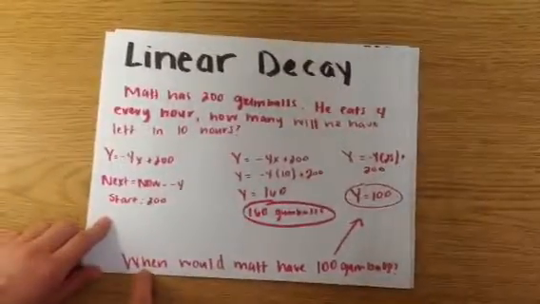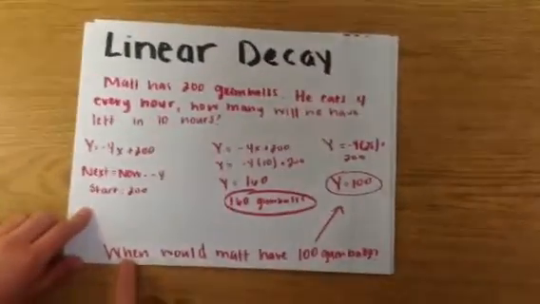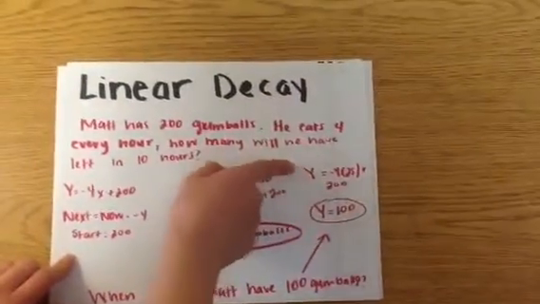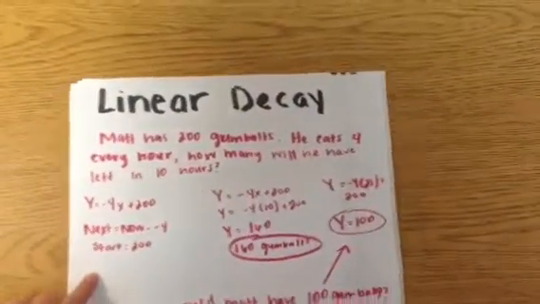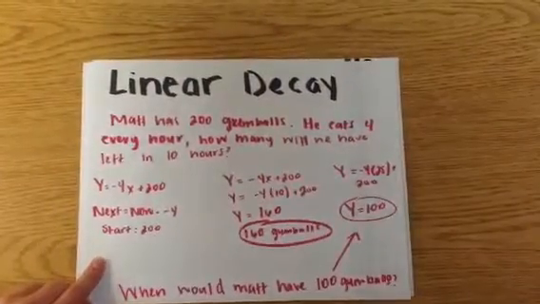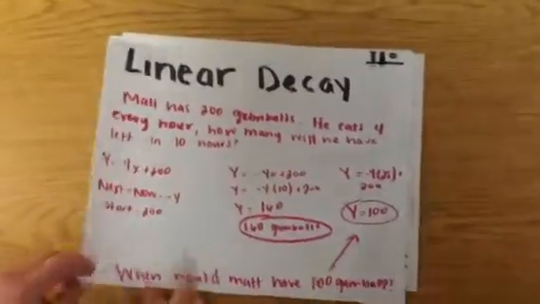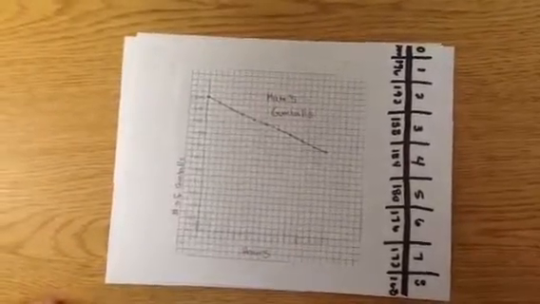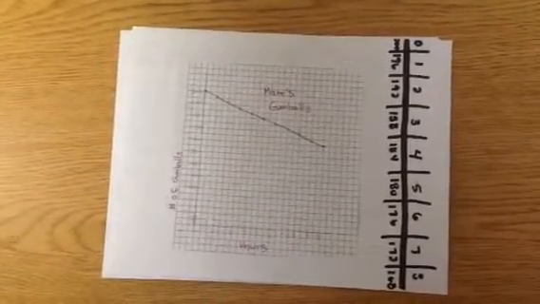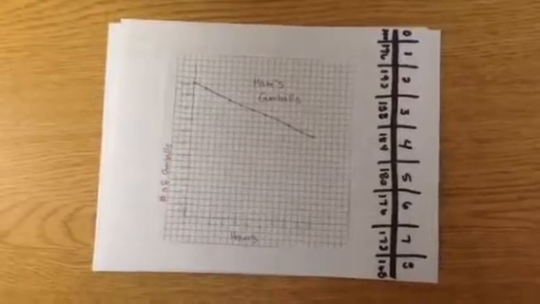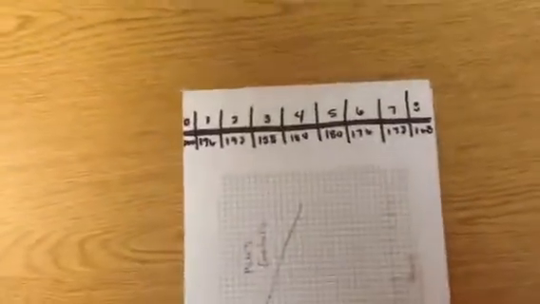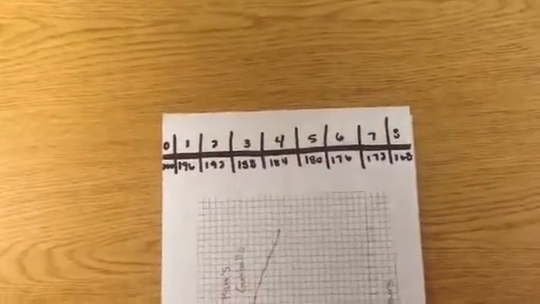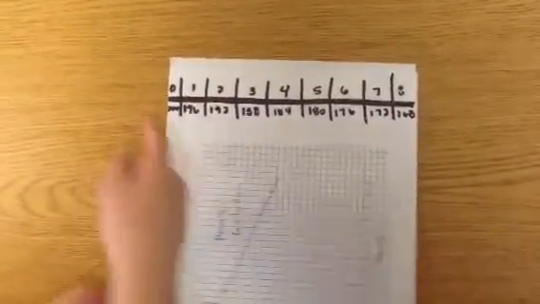Our input-output is when would Matt have 100 gumballs, and we said he would have 100 gumballs after 25 hours. So our graph is showing the number of gumballs and the hours, and then our table is showing the start as 200 and the end value, which is 8, as 168. Got kind of cut off.